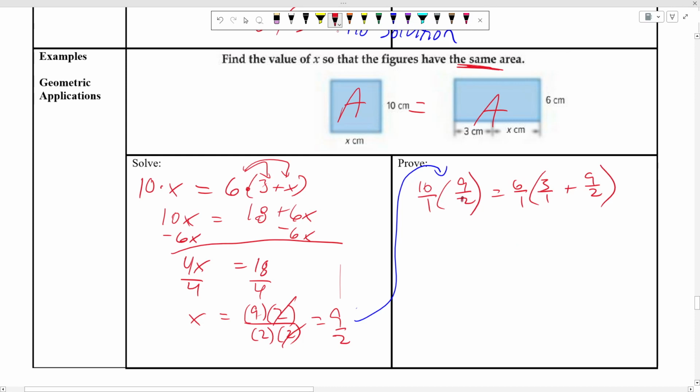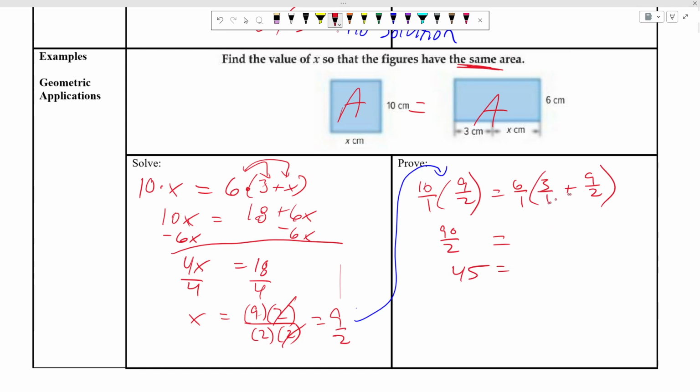Okay, so 10 times 9 over 2. That would be 90 over 2 equals something. I'm going to focus on this side for a second. 90 divided by 2 is 45. Okay, I have nothing further to do on this side. So I'm going to ignore it for now and work on this one.